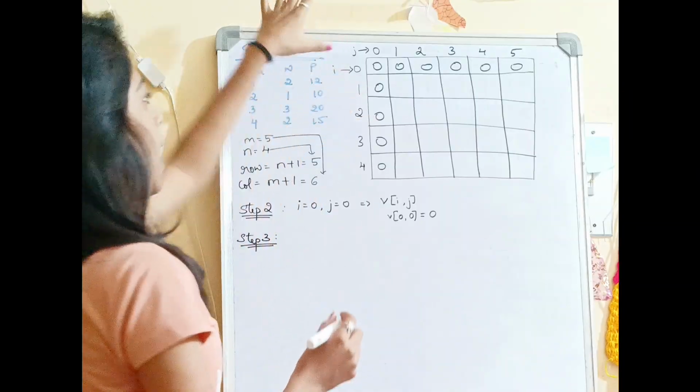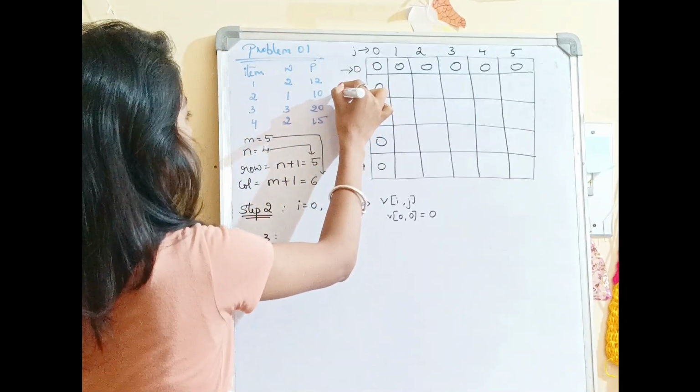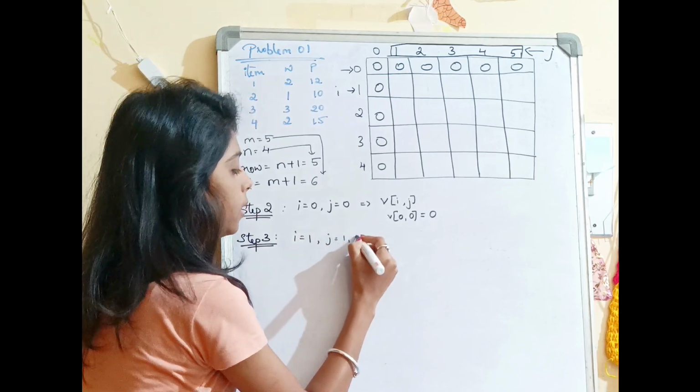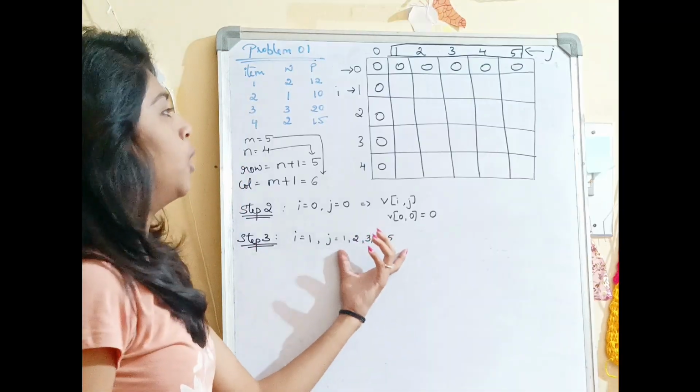In step 3 the I gets incremented. Okay, I is equal to 1, J will be 1, 2, 3, 4 and 5, because 5 blocks are empty for us.